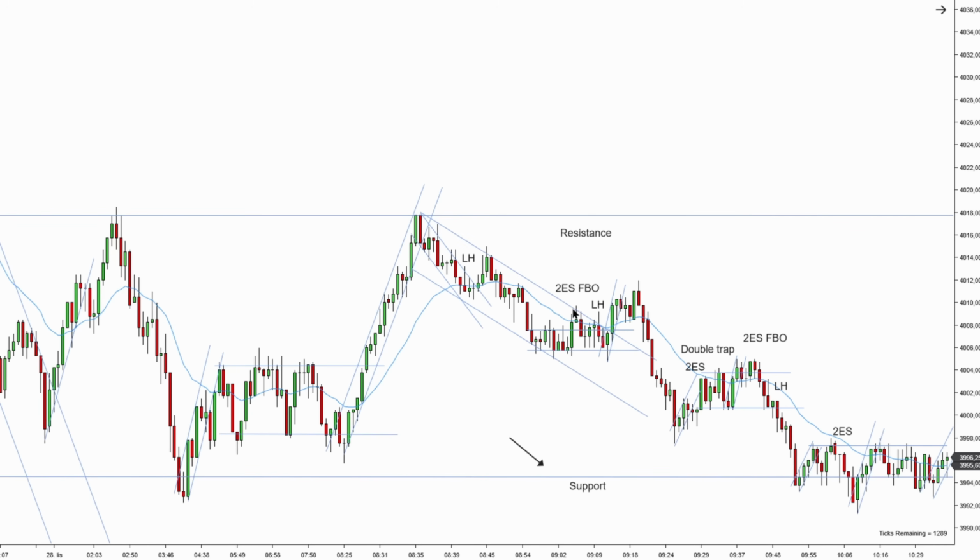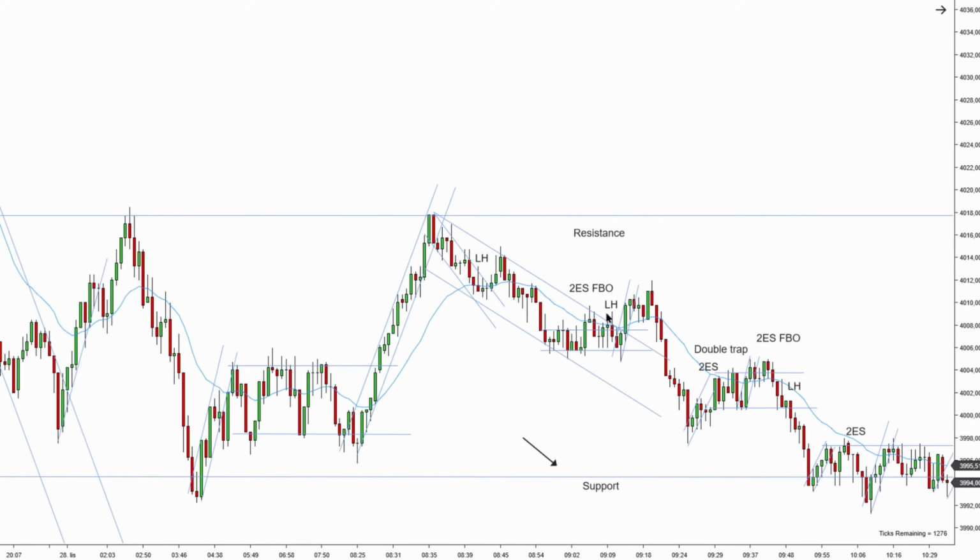So we broke to the upside. Fading the breakout means selling it, but we only want to fade the breakout with the direction of the trend. And what is the trend? The trend is down, so we would be fading it with the direction of the trend.